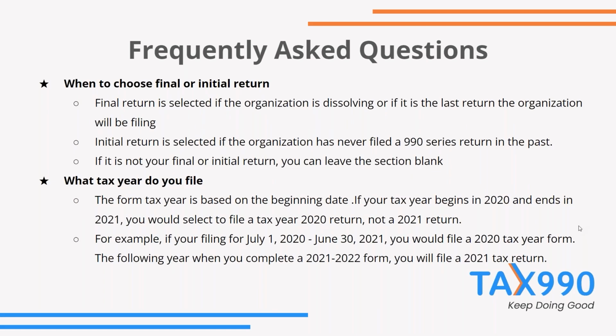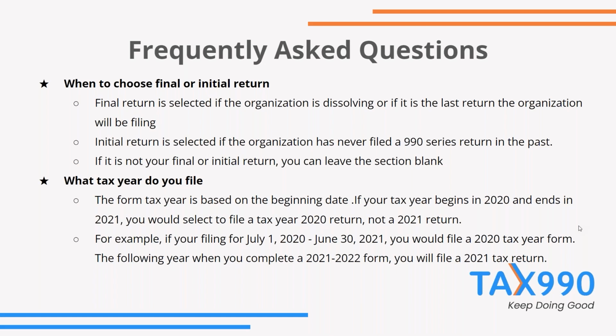When to choose final or initial return? If you've attended some of our other webinars, you've heard me talk about this a lot because we do see this question a lot. A final return is selected if the organization is dissolving or if it is the last return the organization will be filing. An initial return is selected if the organization has never filed a 990 series return in the past. If it's not your final or initial return, you can leave this section blank.